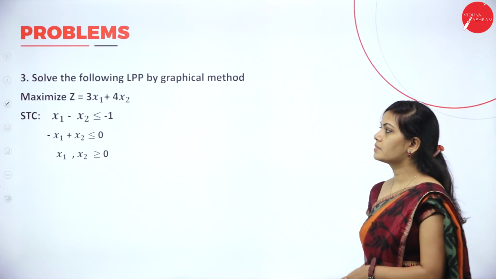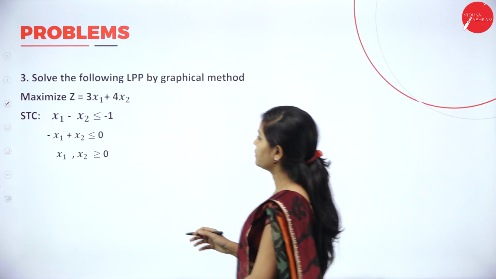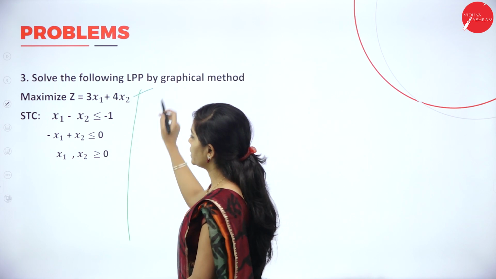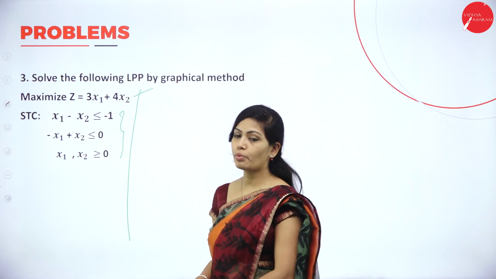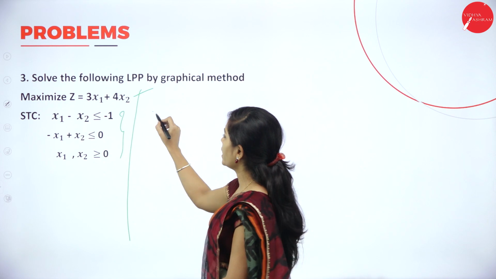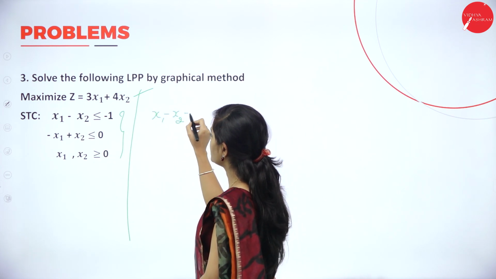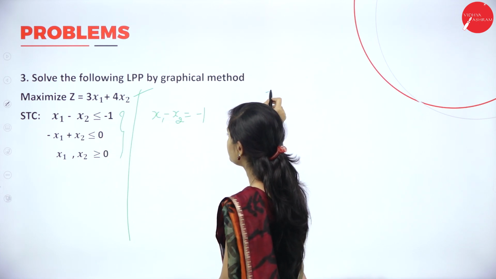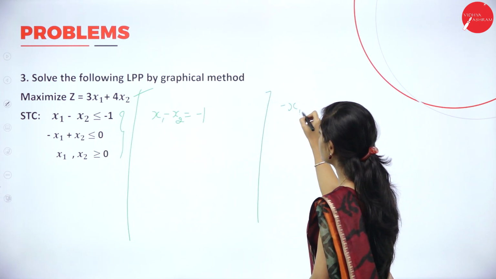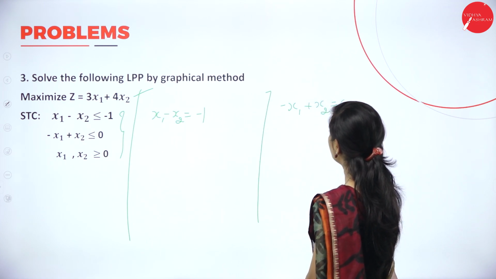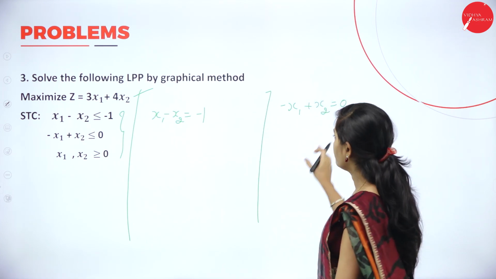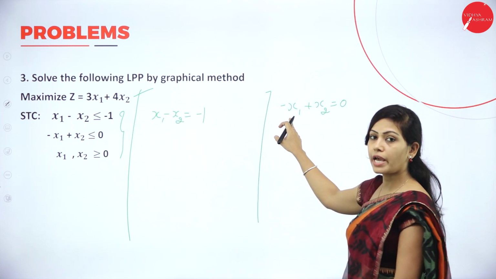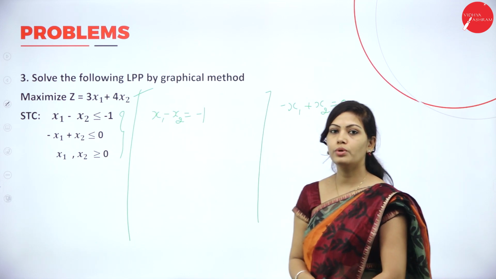And the next problem is to solve the LPP by the graphical method. We have the objective function 3x1 plus 4x2. Please convert the inequalities into equalities. So x1 minus x2 is equal to minus 1, where we have a negative value. And minus x1 plus x2 is equal to 0. So here we have 2 constraints. In the first constraint we have a negative value, and in the second, minus x1 plus x2 is equal to 0.